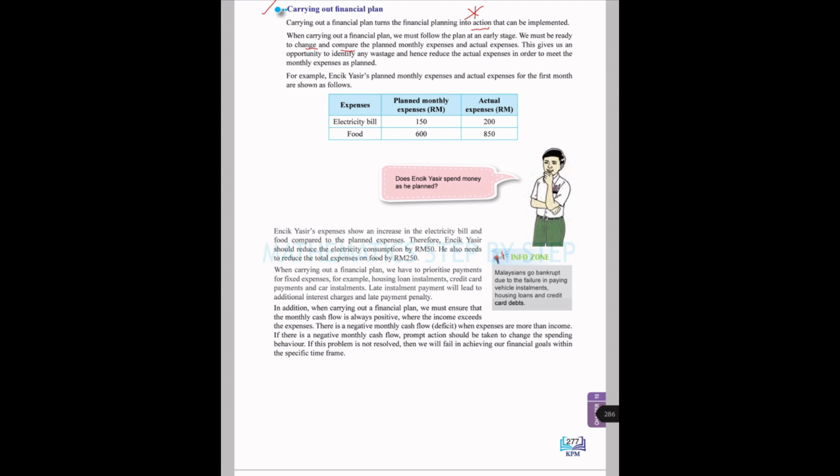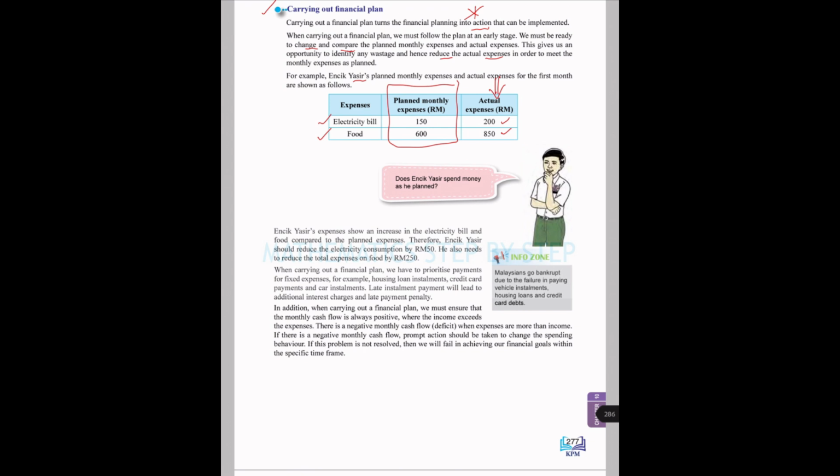This gives us an opportunity to identify any wastage and hence reduce the actual expenses in order to meet the monthly expenses as planned. For example, Encik Yasir's planned monthly expenses and actual expenses for the first month are shown as follows. So he planned to spend 150 on electricity bill, 600 on food. But then his actual expenses are 200 on electricity bill and 850 on food.